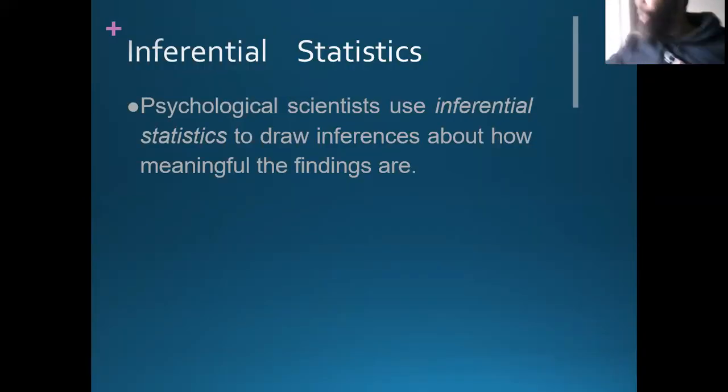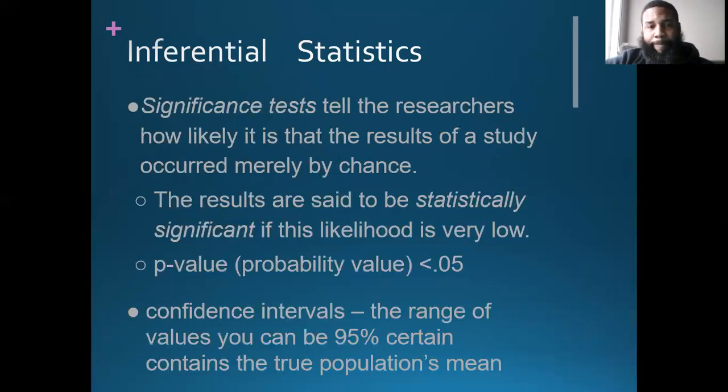All right. So psychological statistics use inferential statistics to draw inferences about how meaningful the findings actually are, right? So descriptive statistics tell us and they describe. Inferential statistics help us to predict. So significance tests tell the researchers how likely it is that the results of a study occurred merely by chance. So something you'll see a lot is this idea of P values, right?